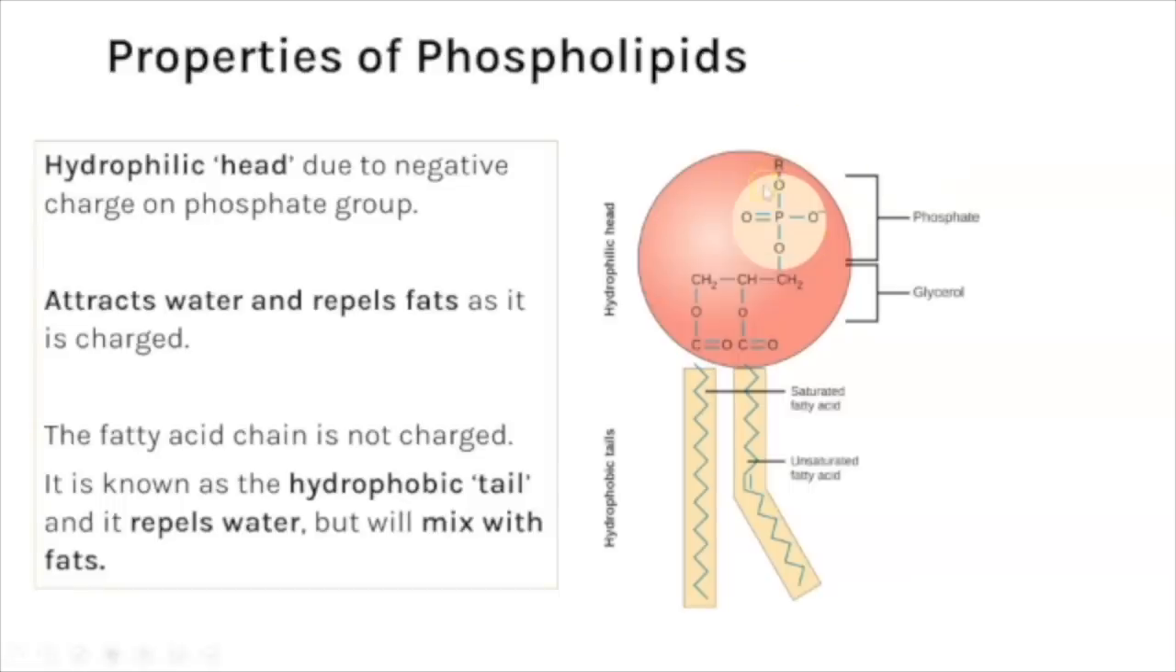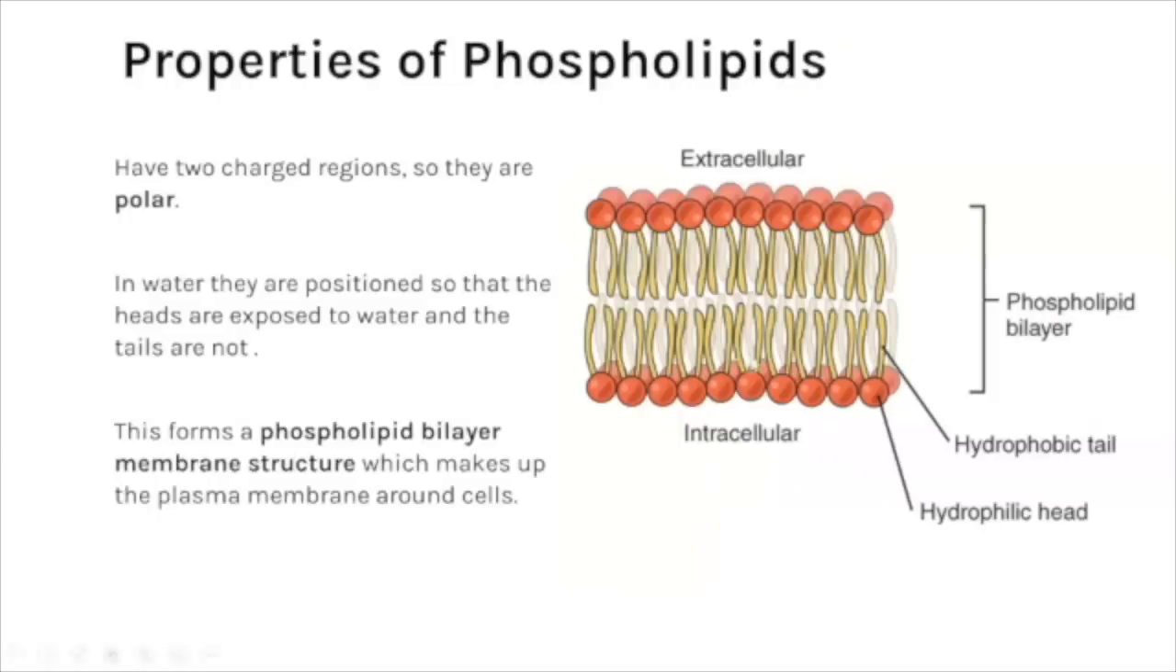Now this phosphate group is what gives the phospholipids some very different properties to the triglycerides. The phosphate group has a negative charge, and due to that negative charge, that bit, the hydrophilic head, will actually attract water, but it will repel lipids. The fatty acid chain, the hydrophobic tails, they don't have any charges on them. So they're described as hydrophobic, meaning it repels water, but they are able to mix with other fats or other lipids. And that is why the phospholipids can form this bilayer.